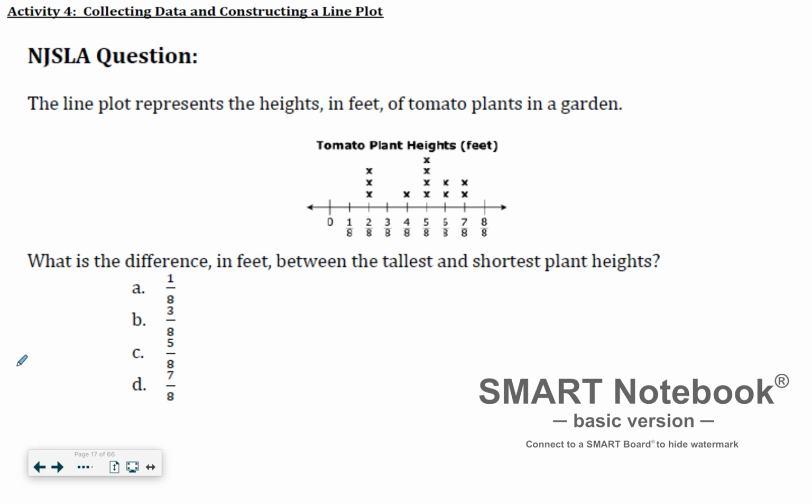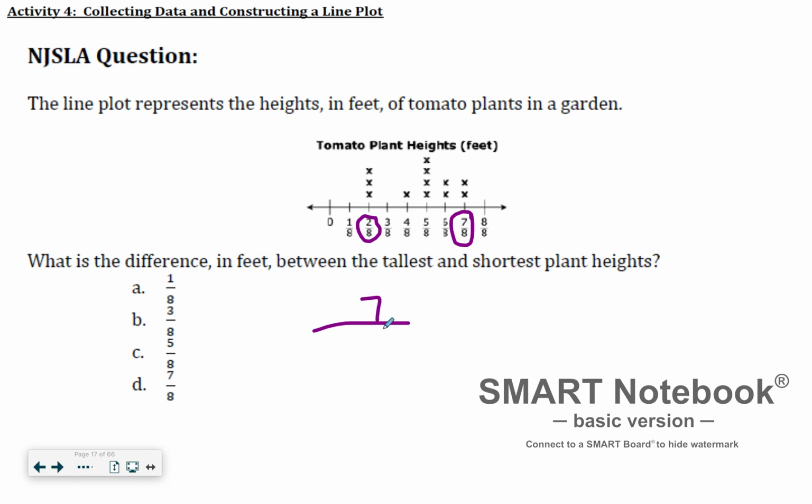Now an NJSLA question before you go on your own. The line plot represents the heights in feet of tomato plants in a garden. So just like we did before, tomato plant heights. What is the difference in feet between the tallest and shortest plant heights? So our tallest is 7/8. Remember, it's not 8/8 because there are no X's above it, which means no plants measured 8/8 feet. And our shortest plant is 2/8 feet.